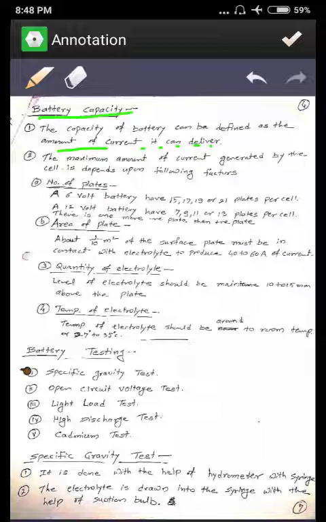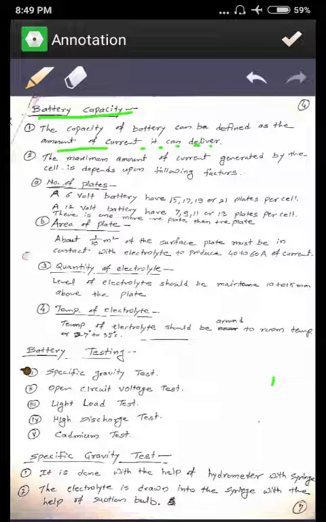So the maximum amount of current which the battery can generate depends upon some factors. The combination of factors, these are four factors. First among these is number of plates, second is area of plate, third is quantity of electrolyte, and fourth is temperature of electrolyte. What the plates and electrolyte mean, we have studied in the previous lecture. So these four factors will decide how much current this battery will generate from each individual cell.